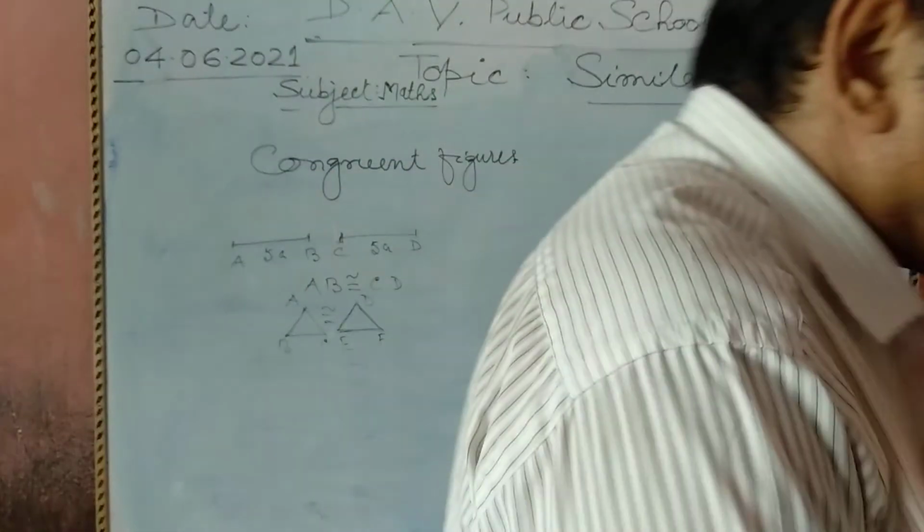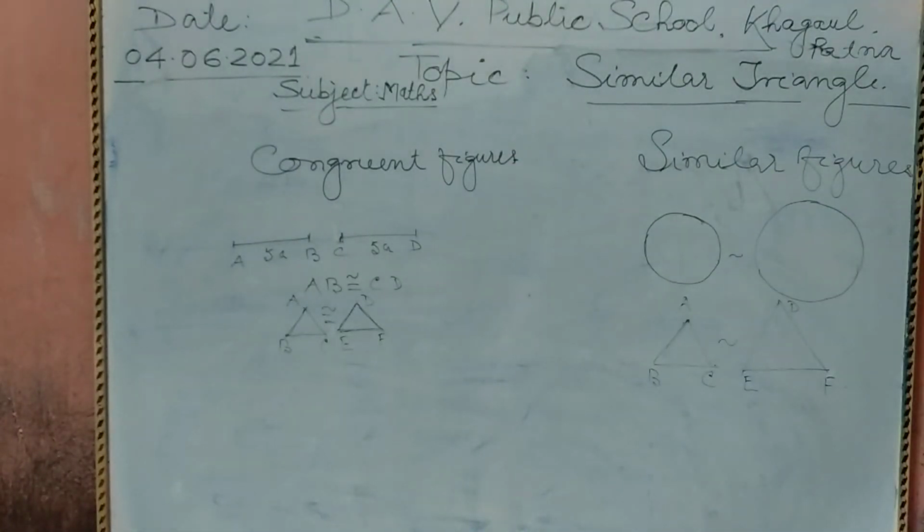Those geometrical figures which are equal in shape and size both are said to be congruent figures. Any two geometrical figures are said to be congruent figures if they are equal in shape and size both. Okay.